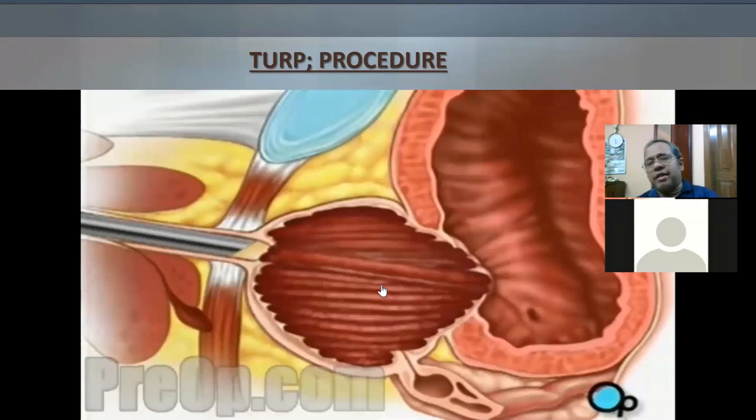You can assess whether the patient is capable of voiding urine or not. It is very easy. Before removing the resectoscope sheath, the bladder is filled, and you make pressure over the lower abdomen, and then you assess the flow of urine. If the flow of urine is sufficient, it indicates that the resection is sufficient. The patient is capable of voiding urine.